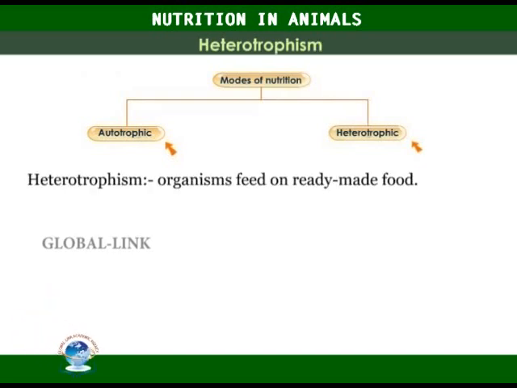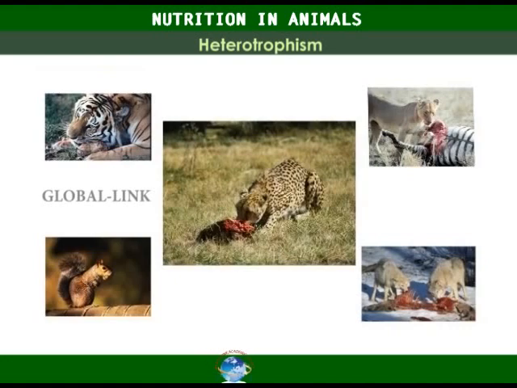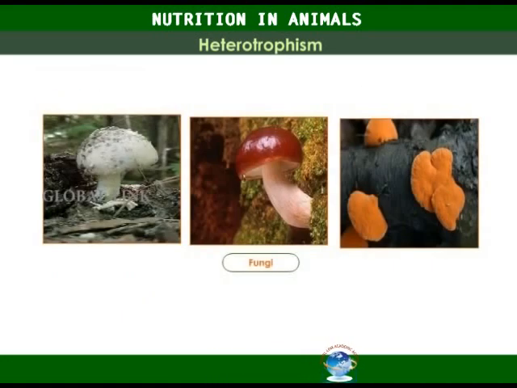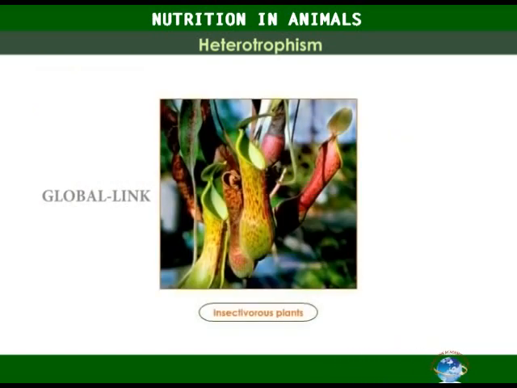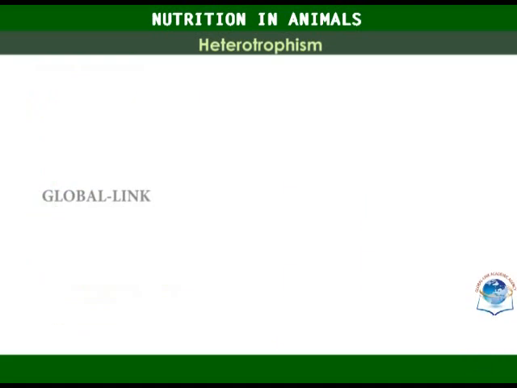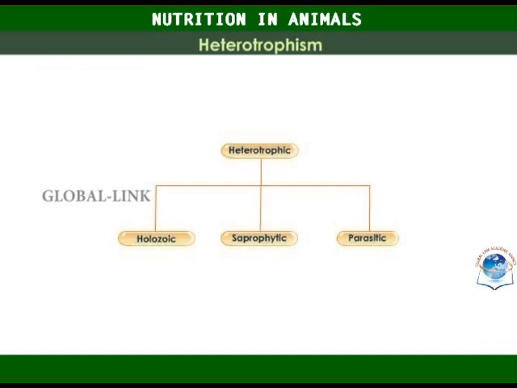Heterotrophism is a mode of nutrition in which organisms feed on ready-made food. This mode of nutrition is characteristic of man, all animals, fungi, certain bacteria, and insectivorous plants. Heterotrophs depend directly or indirectly on autotrophs. Heterotrophic mode of nutrition is further divided into three: holozoic, saprophytic, and parasitic.